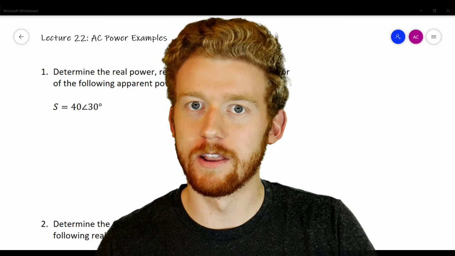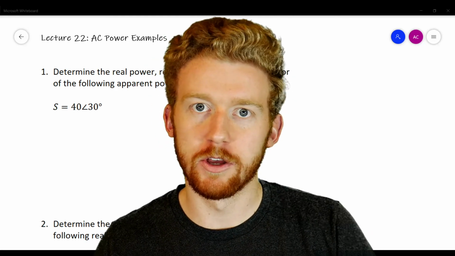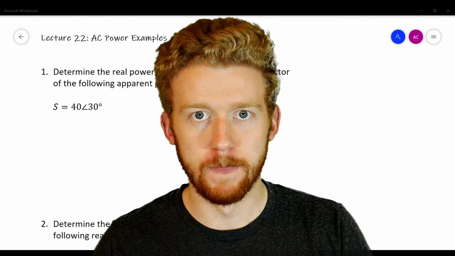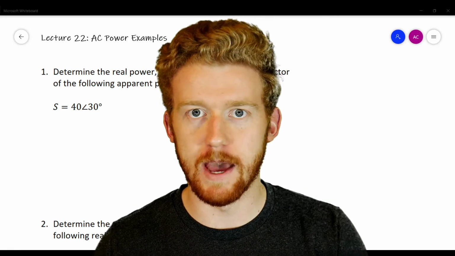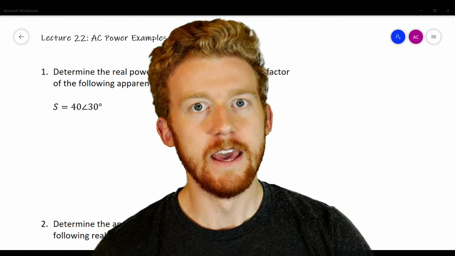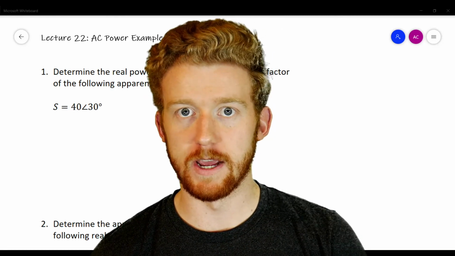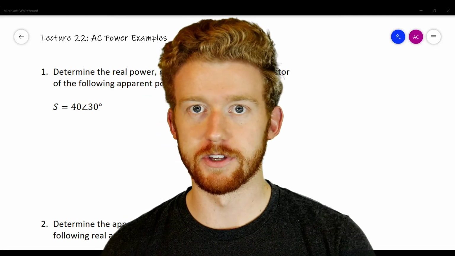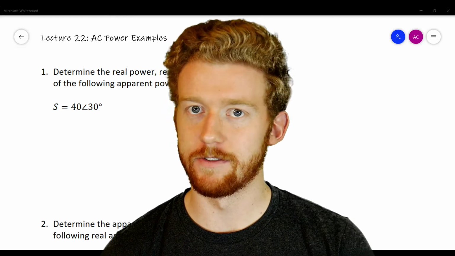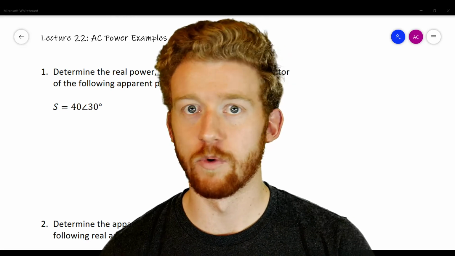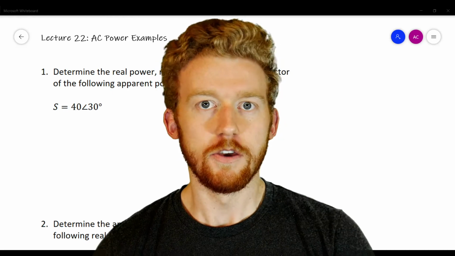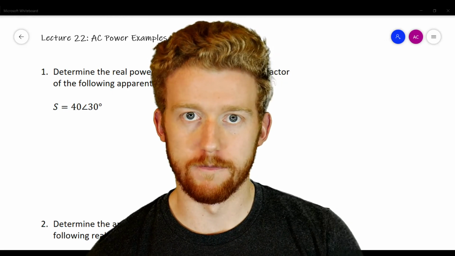So today we're on lecture number 22, and we're going to be looking at some examples for AC power. In the previous video, we talked about AC power and got an intuitive feel for it, and then looked at the different formulas for AC power that we're going to need. We also introduced the concept of the power triangle, which I think is the best way to relate all these different quantities using a graphical method and something that you might be more familiar with.